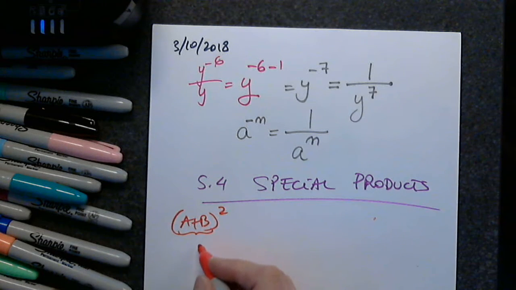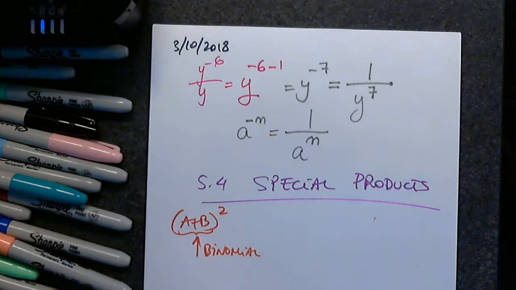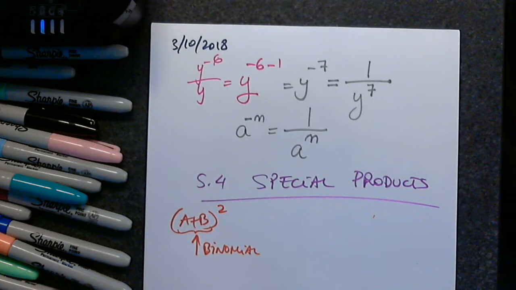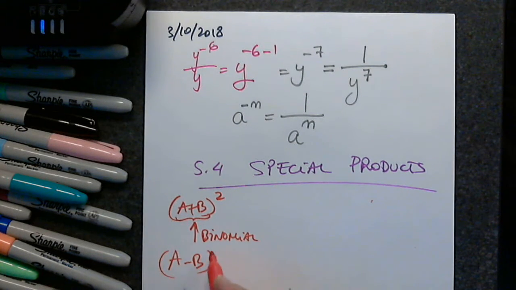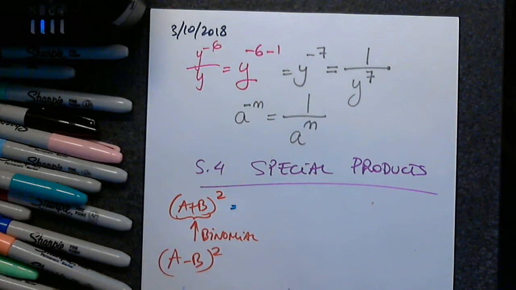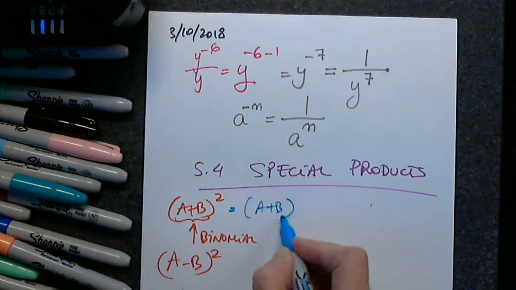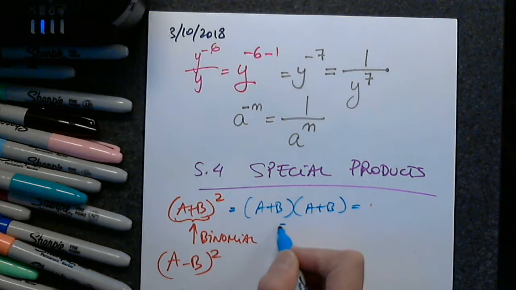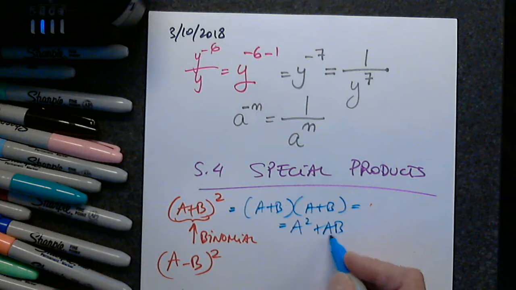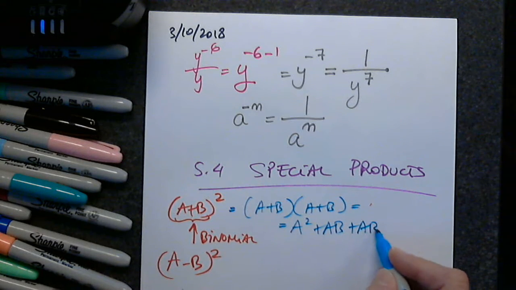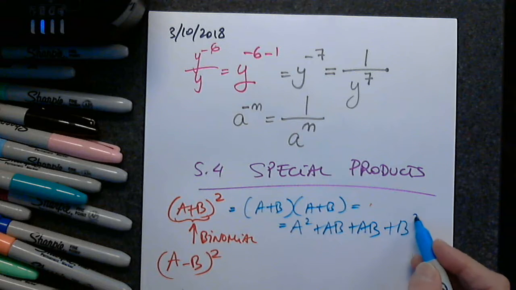As you notice, this is not an exponential rule because this is a binomial. Is a plus b a binomial? Yeah, it is. Good. It has two terms. The same thing with this. We cannot apply the exponential rules here. What we can do is write what it equals to, which is a plus b times a plus b, and then use FOIL like we did last time. A times a, a squared, a times b, ab, b times a, ab still, and b times b, b squared.